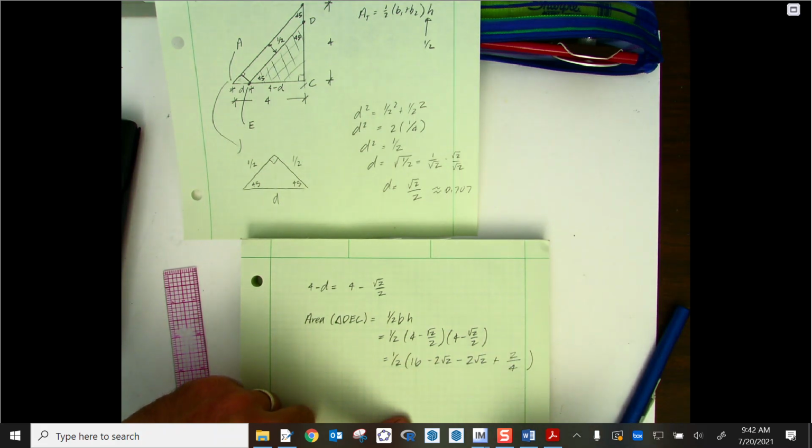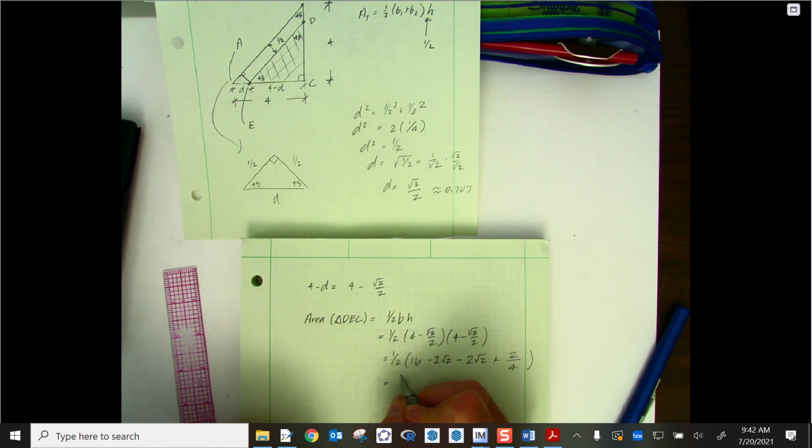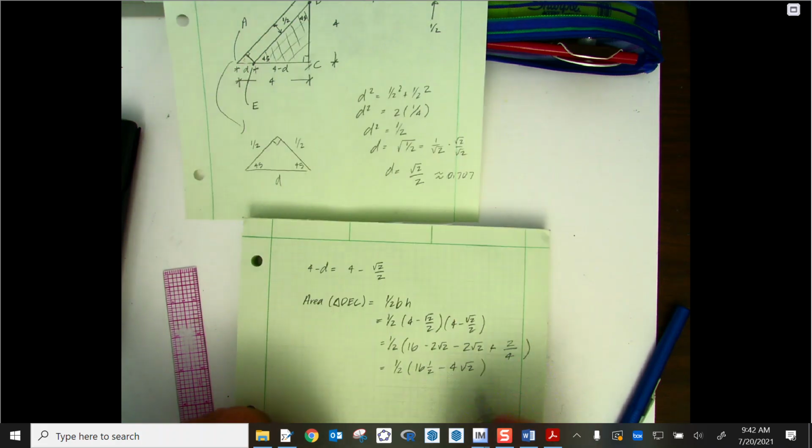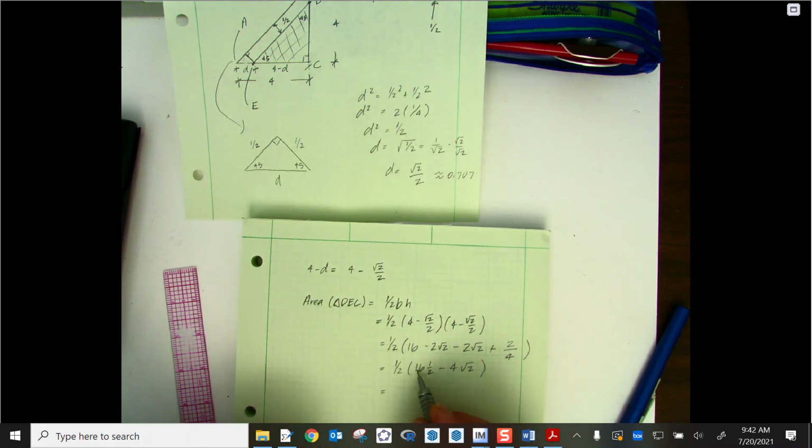So let's see, what do I get? I get 1/2, 16 plus a half, so it's 16 and a half. And then minus 2 root 2 twice, so that'd be minus 4 root 2. And then I'm supposed to multiply that all by half. This is an improper fraction, so it'll be 33 halves, which is 33 fourths minus 2 root 2.